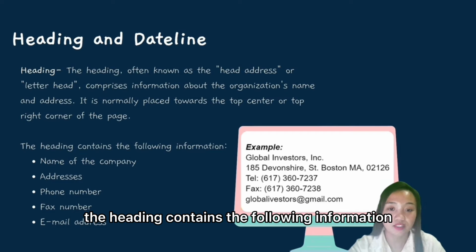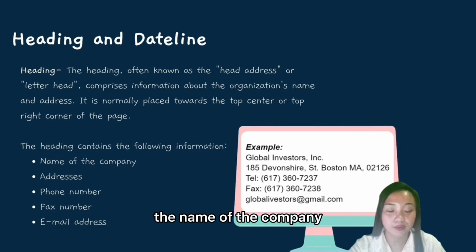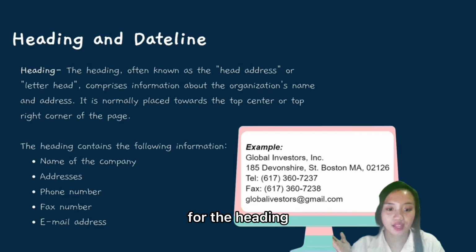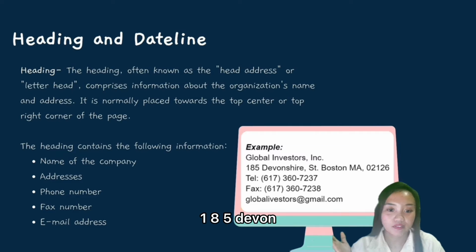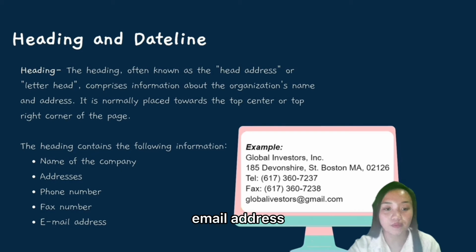The heading contains the following information: the name of the company, the address, the phone number, the fax number, and the email address. So here is the example for the heading. Global Investors Incorporated would be the name of the company. 185 Devonshire Street, Boston, Massachusetts, 02126 is the address. And then for the telephone number, 617-360-7237. For the fax number, 617-360-7238. And lastly, for the provided email address, the global investors at yahoo.com. So that is the example for the heading.